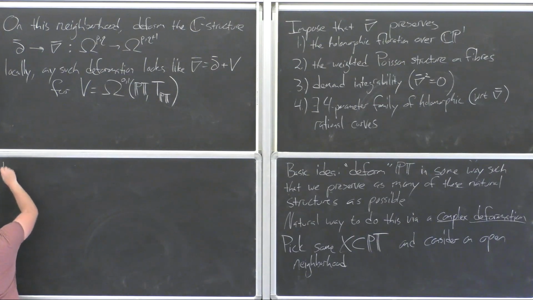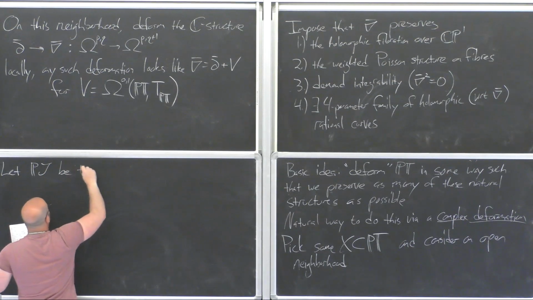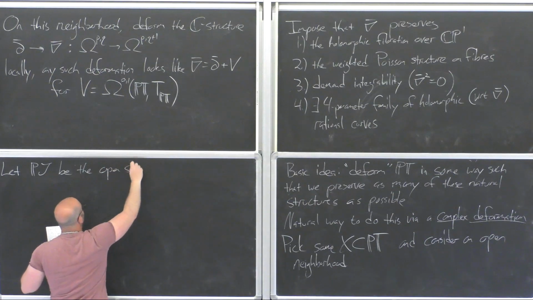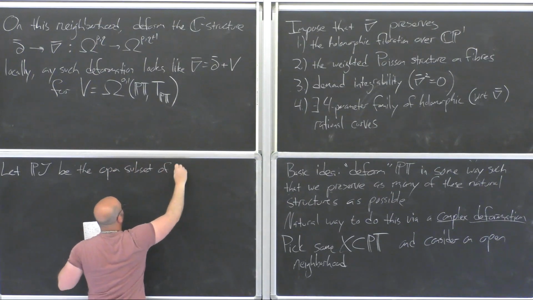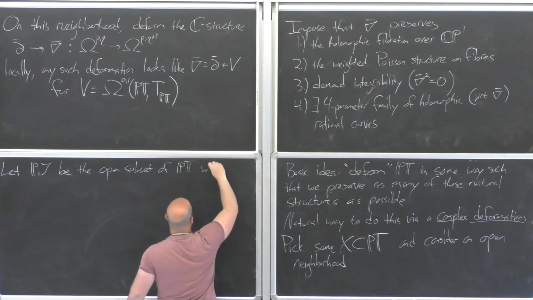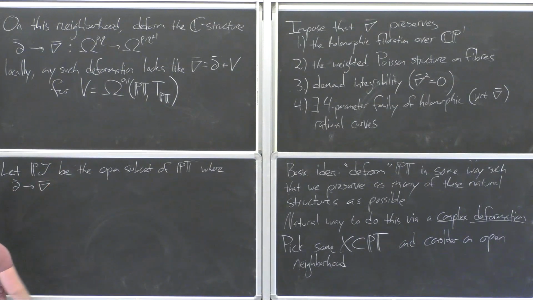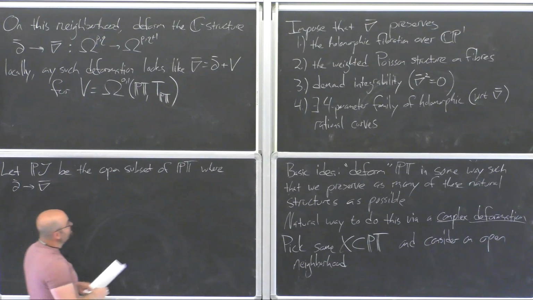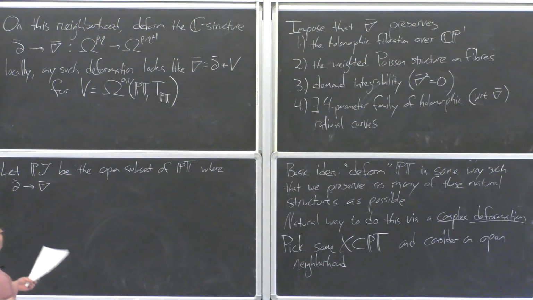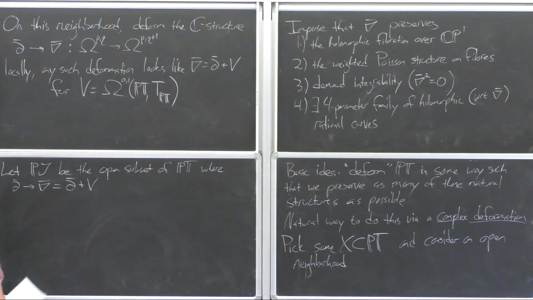Okay, so let's start building up some notation. Let's let P curly T be the open subset of our initial twistor space where we've done this deformation. Okay. So we can now just start going through our checklist and seeing what that implies for our complex structure deformation. This is, remember, d bar plus some holomorphic vector valued (0,1) form.